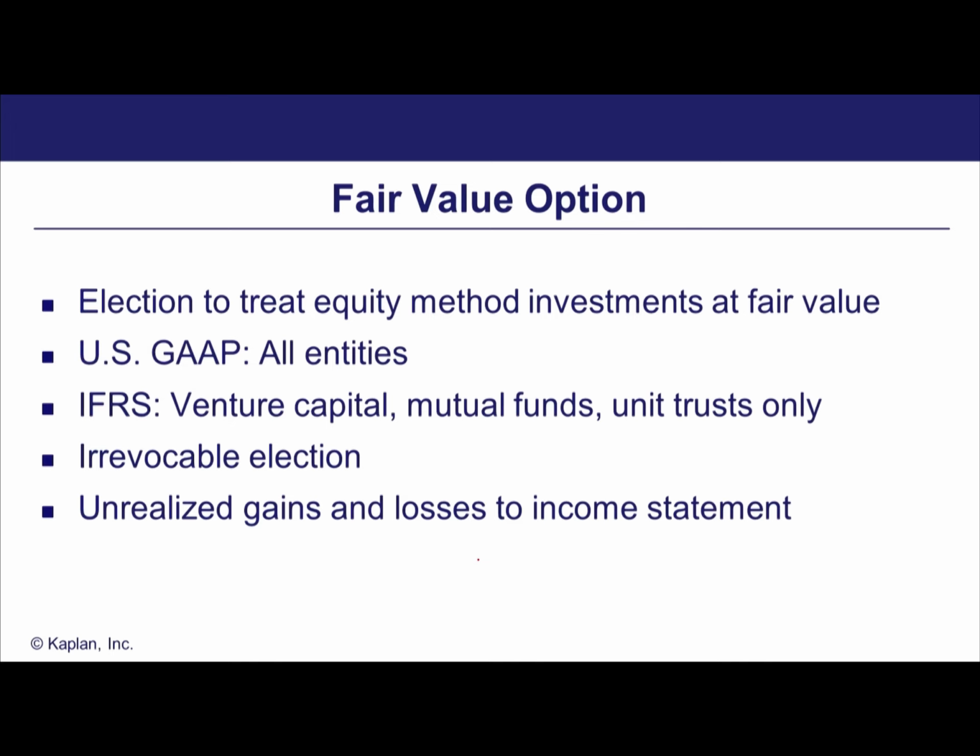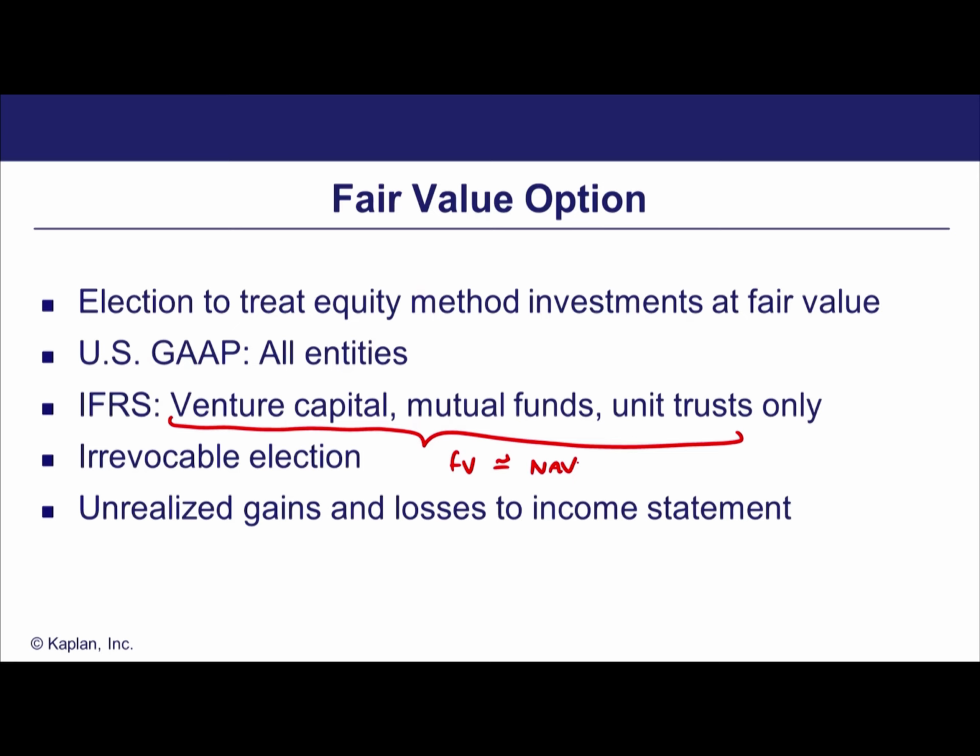Now, US GAAP allows you to do this for all associates. IFRS limits it and says you can use the fair value option for associates, but only venture capital, mutual funds, and unit trusts. And I kind of get why, because essentially under IFRS, fair value is going to be approximately equal to net asset value, assets minus liabilities.